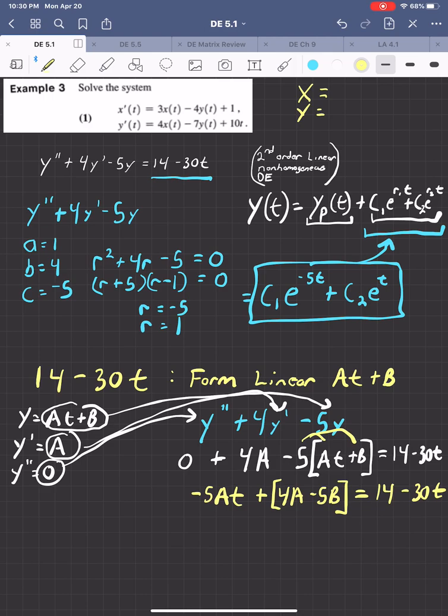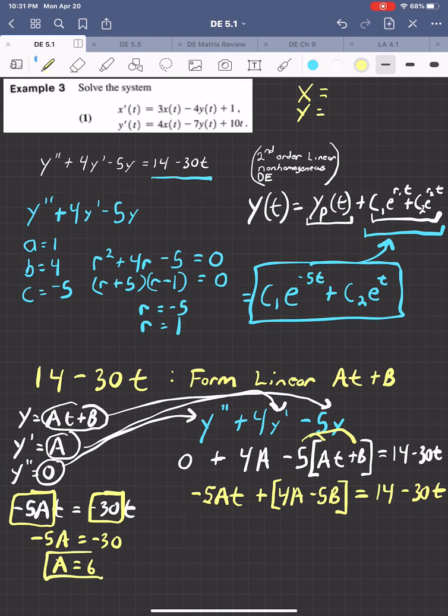Okay, so let's go ahead and start with the a. Since this is the only term that has a t attached to it, I know that negative 5 times a has to equal negative 30, right? So in other words, negative 5at has to equal negative 30t. And that's only going to happen if negative 5a is equal to negative 30. So in other words, a would have to equal positive 6.